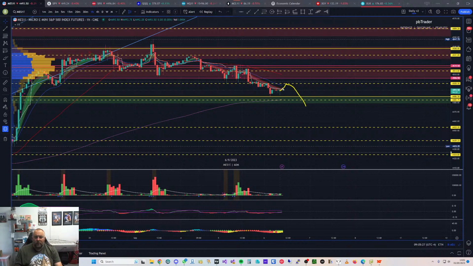Similarly, we could be looking for a break and retest long as well. So again with confirmation, and 4,500 is obviously a big psychological number, so something to keep an eye on. If we get right up here, then I'll be looking for a rejection.